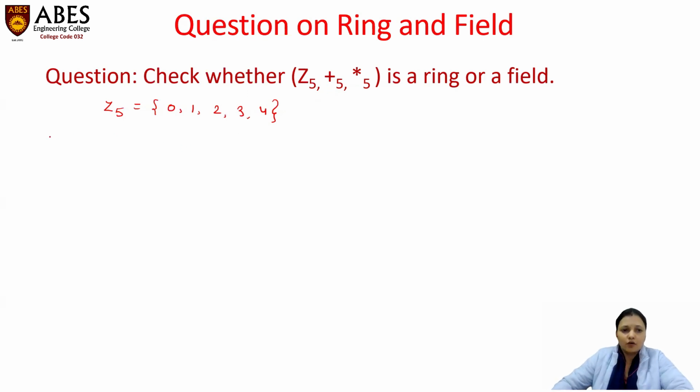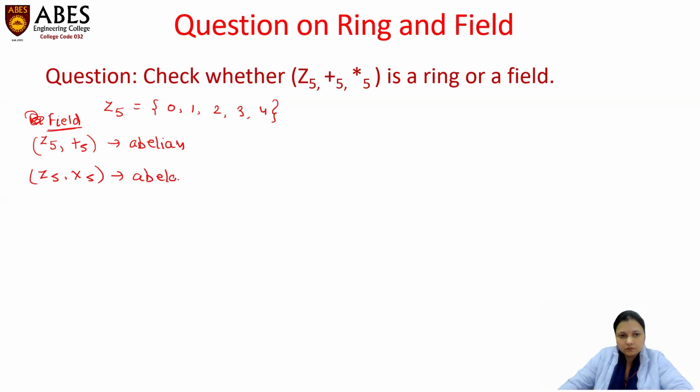So here we will check for all the properties. I will check Z5 for ring or for field. The properties of ring will be checked along the way. Z5 with addition modulo 5 should be an abelian group. Z5 with multiplication modulo 5 should be an abelian group. And the last property is the distributive property.